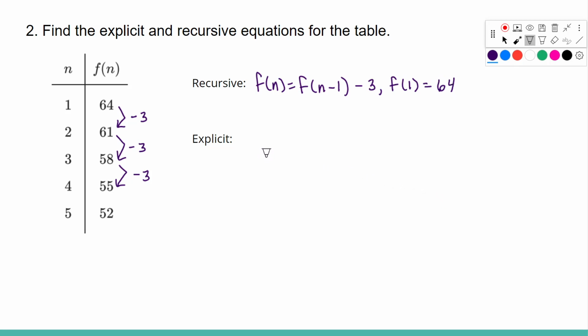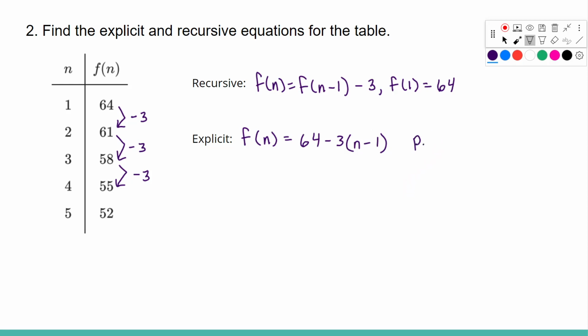Now we can write the explicit equation, which as a reminder is also the point-slope form of the equation. So f(n) equals, we are starting at 64, we're subtracting 3, and because it starts at 1, we multiply that with (n - 1).